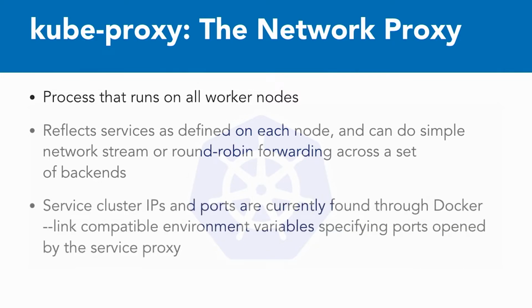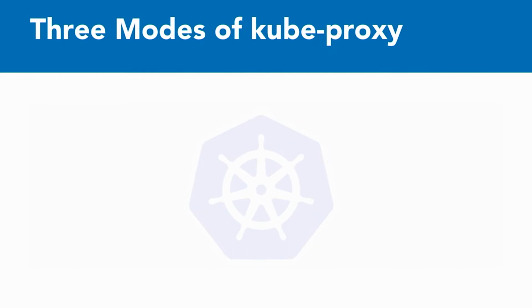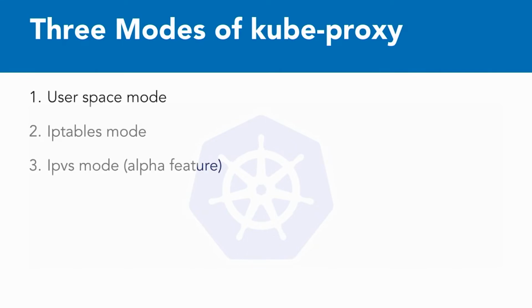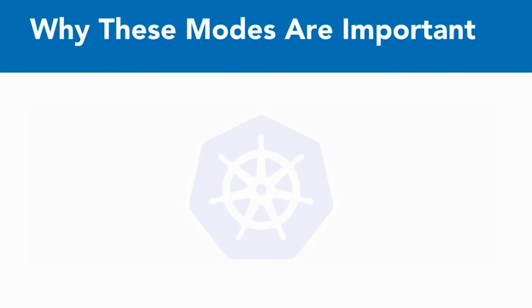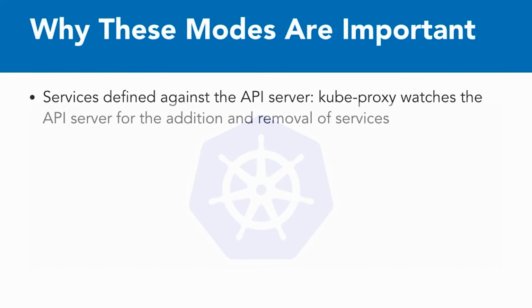Service cluster IPs and ports are currently found through Docker link compatible environment variables specifying ports opened by the service proxy. The kube proxy has three modes: the user space mode, IP tables mode, and IPVS mode, which is an alpha feature in Kubernetes 1.8. The user space is the most common mode. These modes are important when it comes to using services.